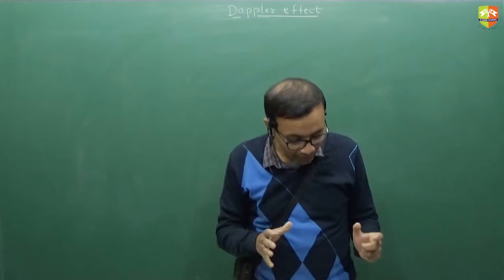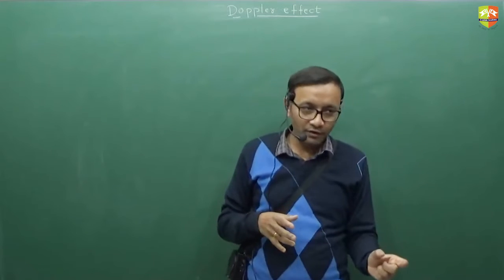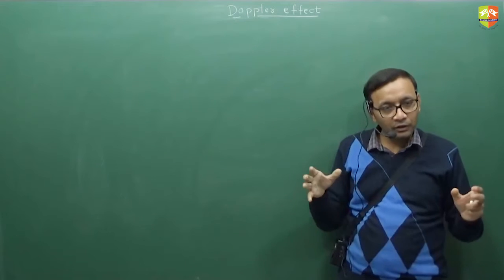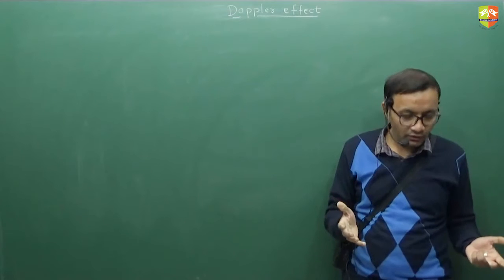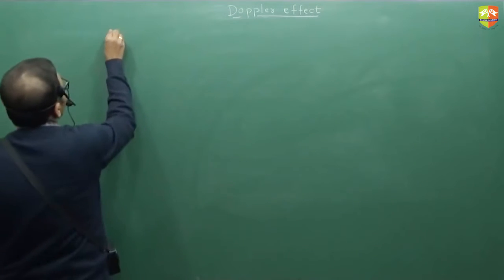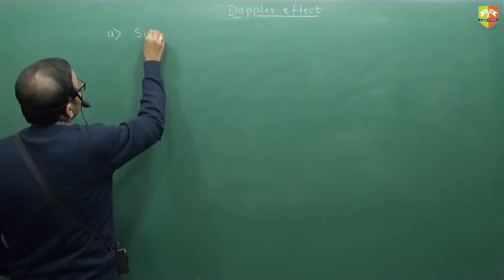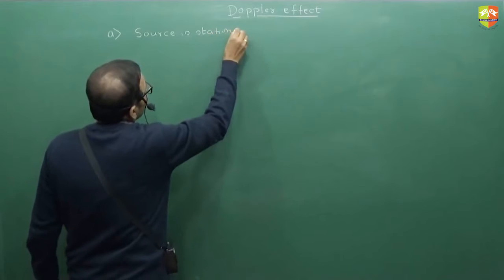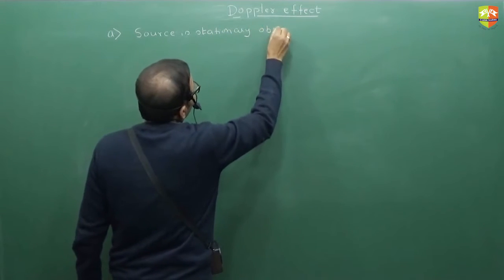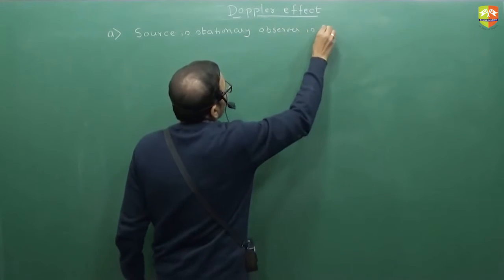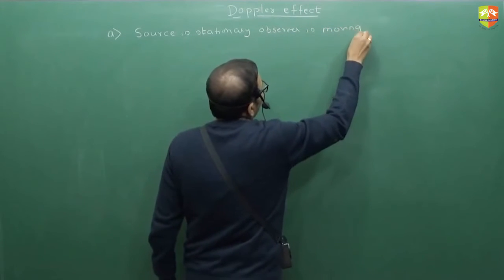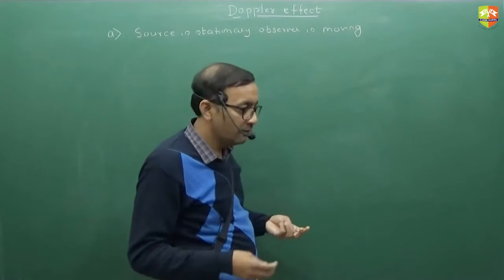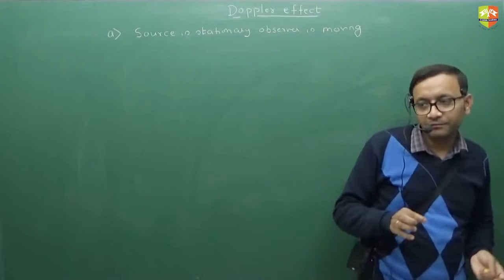This is what we are going to do. Here we have one source, one observer. We are going to take a simple scenario. One source is there, one observer is there, and they are moving close to each other, away from each other and things like that. Please write down situation one. Source is stationary. Observer is moving. We are not considering both of them moving. One by one we'll consider and then club it.